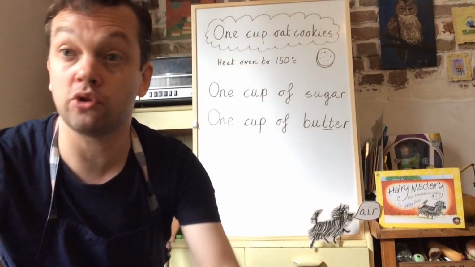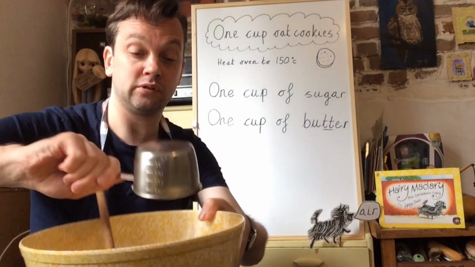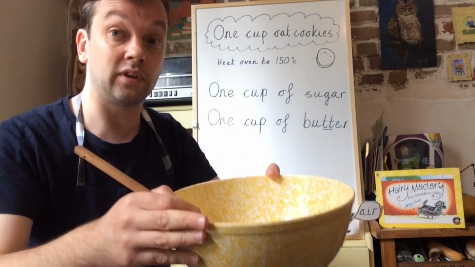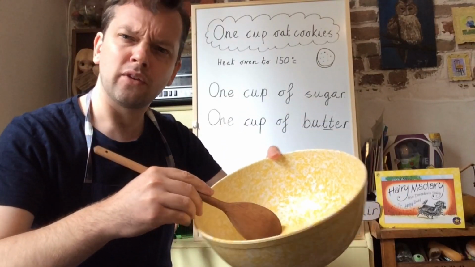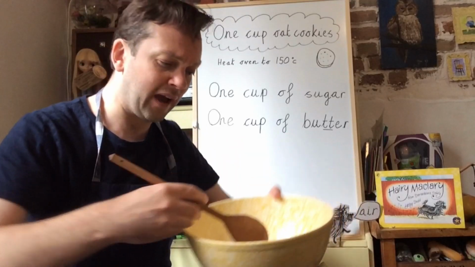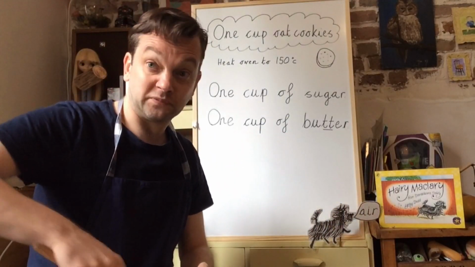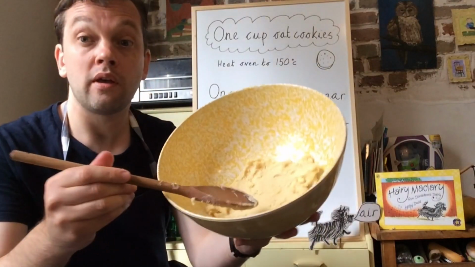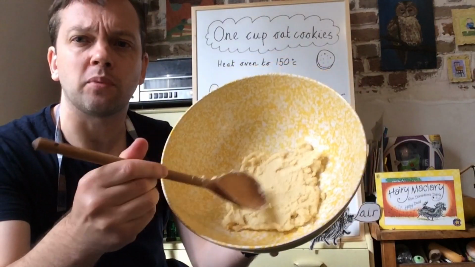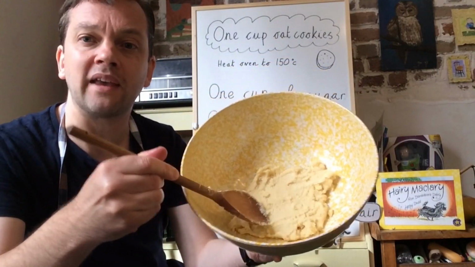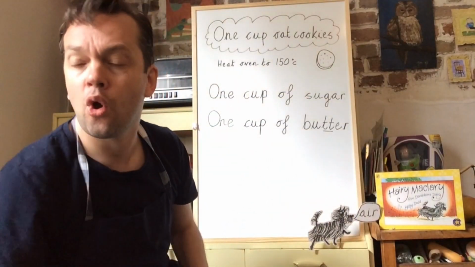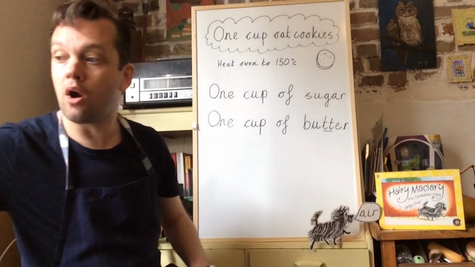So you're going to put your cup of butter in, it goes into the bowl. Now what you need to do is mix those together, okay? Mix those together so they make a nice smooth paste. Okay, so I've mixed it together into a nice smooth paste. There we go.